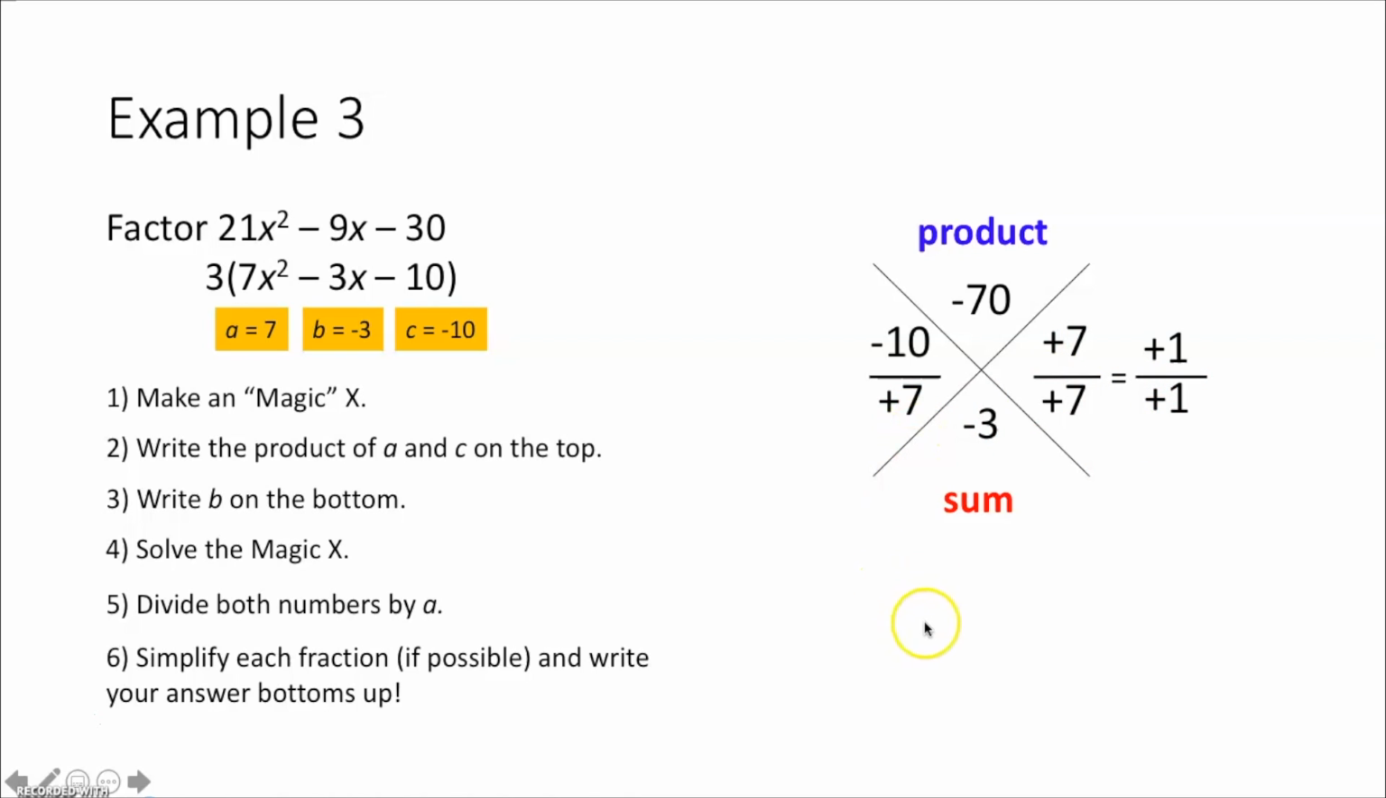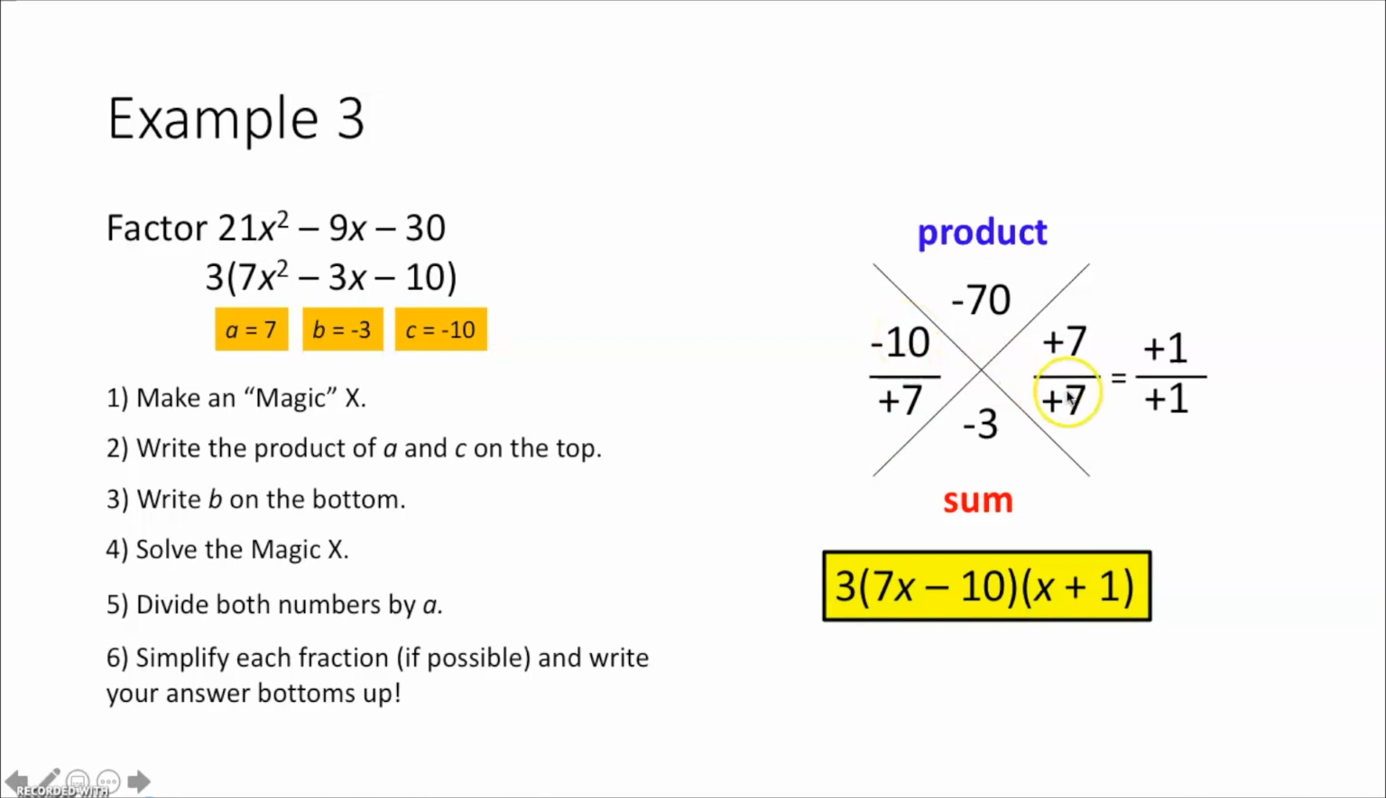So in my first set of parentheses, it's going to be 7x minus 10. In my second set of parentheses, going bottoms up, it's going to be 1x plus 1. And don't forget, at the beginning of the problem, we factored out that 3. So that has to be in your answer in the front. So it's going to be 3, and then parentheses, 7x minus 10. And then in the other set of parentheses, 1x plus 1.